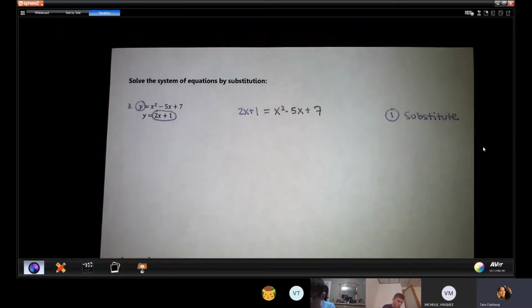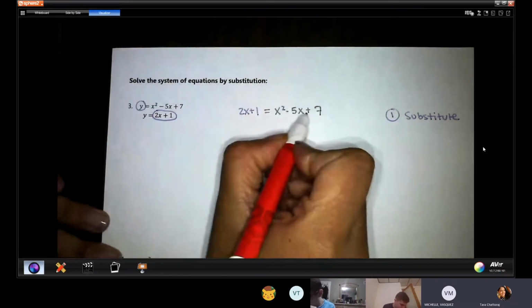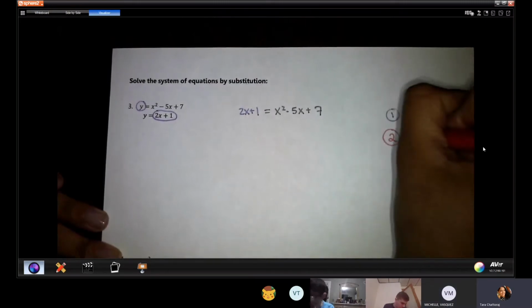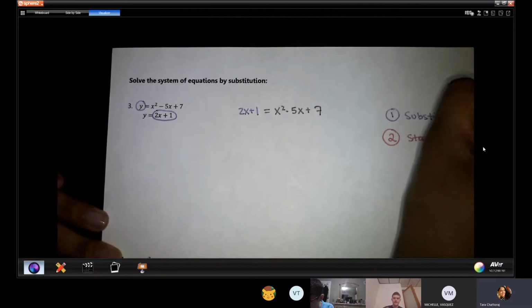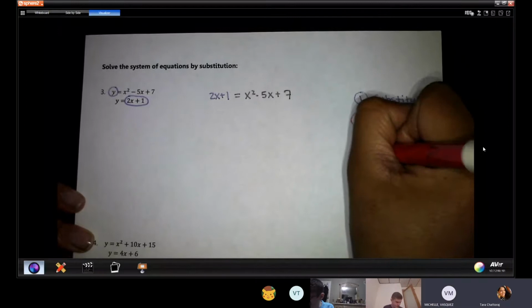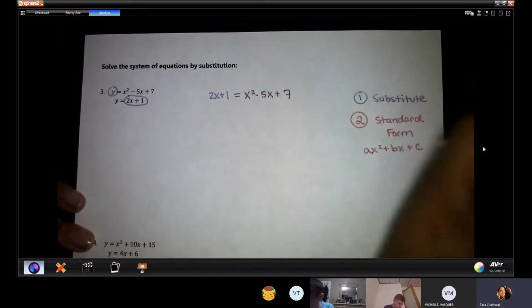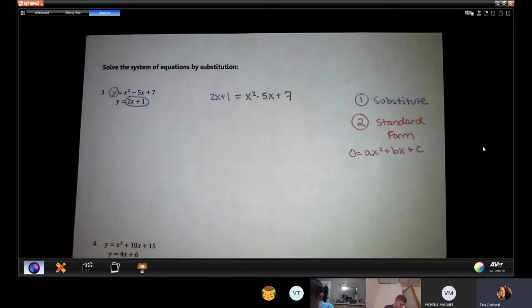And then after we substitute, what are we going to do? Subtract 5x or 7. Generally speaking, we're going to make the other side 0, because we want to get it equal to 0. We're going to put it in standard form, which is ax squared plus bx plus c, and it can have an equal 0 on either side. In this case, we're going to go on this side.